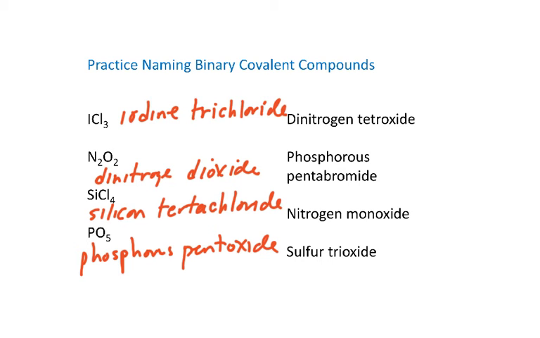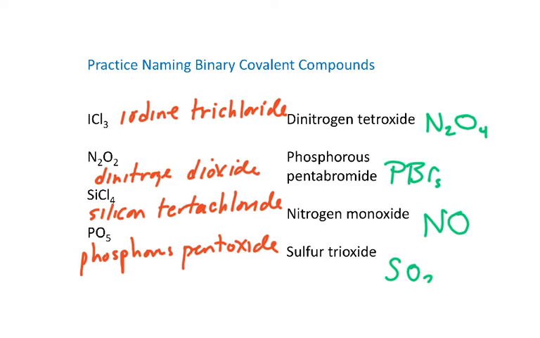Dinitrogen tetroxide. So it's nitrogen. The di tells us it's 2, and tetra tells us 4 oxygens. Phosphorus pentabromide, PBr5. Similar to this one, right? Phosphorus pentoxide, phosphorus pentabromide. Nitrogen monoxide. Oh, we already had that one. And NO. Last one, sulfur trioxide, SO3.